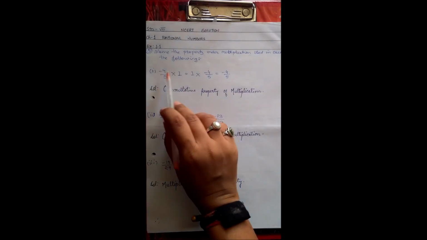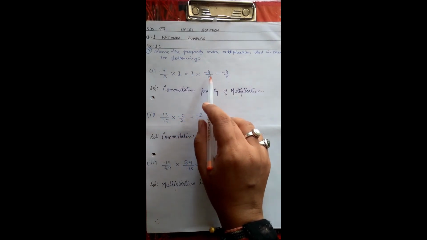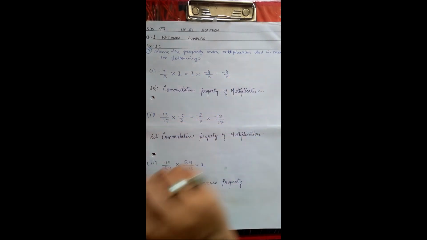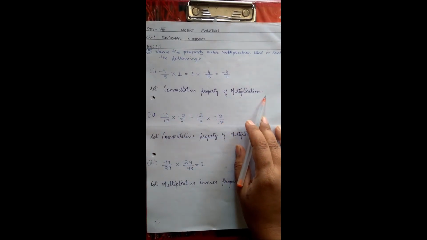Moving to the next question. Name the properties under multiplication used in each of the following. So minus 4 upon 5 into 1 equals 1 into minus 4 upon 5 equals minus 4 upon 5. That is commutative property of multiplication.